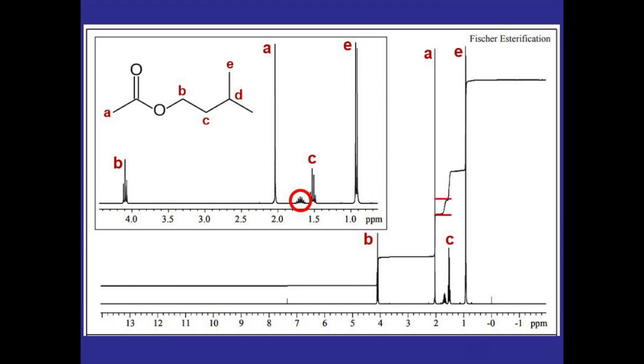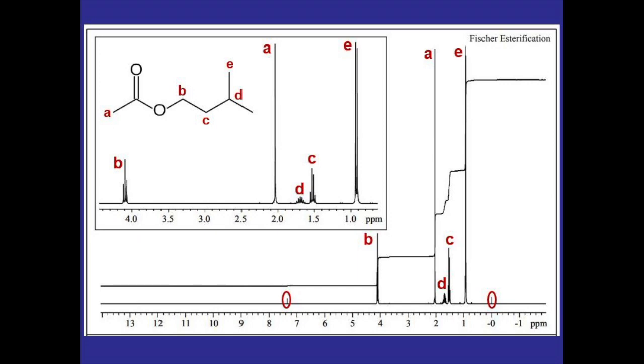And if you look at the integration, it looks to be about half the size of the integration for hydrogen C, so it would be an integration of 1, helping confirm that this is the signal being produced by hydrogen D. You'll notice that there are two other small peaks around 0 and 7.3 ppm.